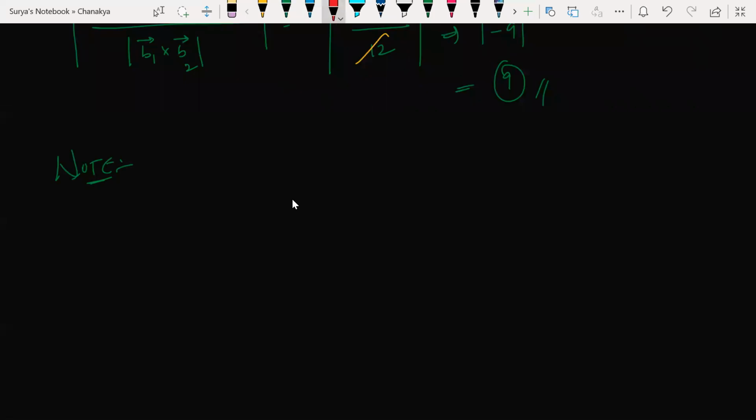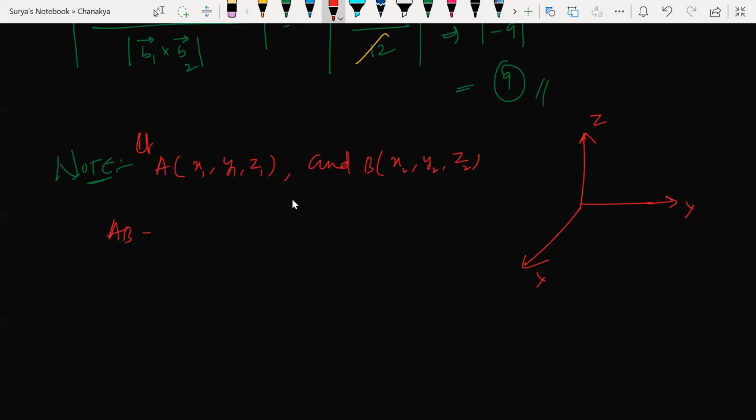Let's suppose we're talking about 3D geometry, right? We're talking about 3D here. X, Y, Z. Let's say you have a point, any point. Let's say A is X1 comma Y1 comma Z1. And let's say any other point you have is X2 comma Y2 comma Z2, then I'm asking you to find out the distance between this A and B.